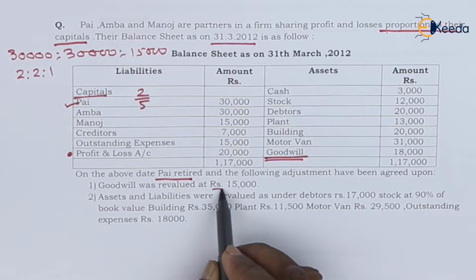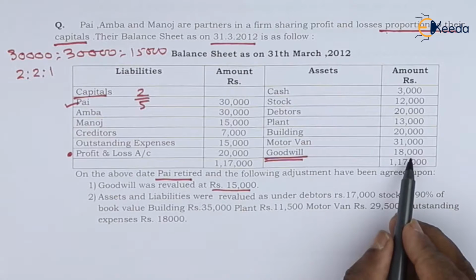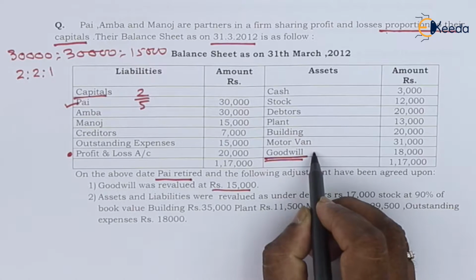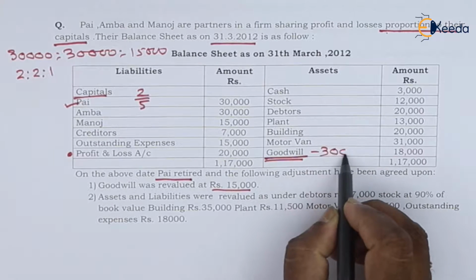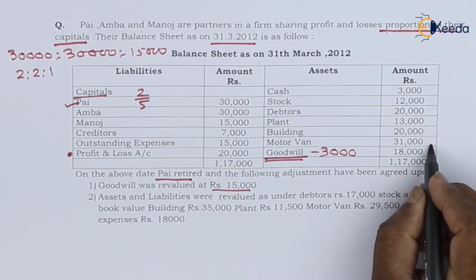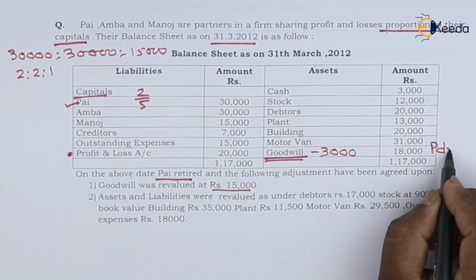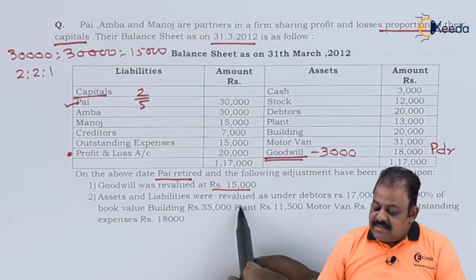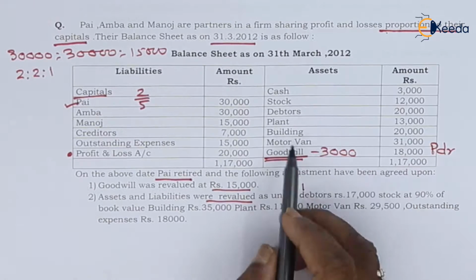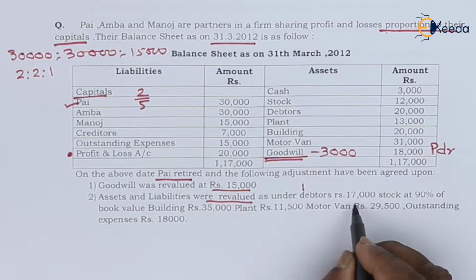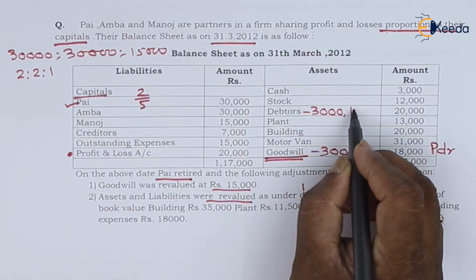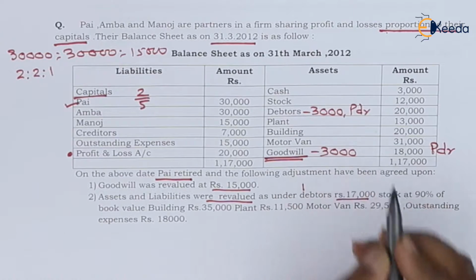Goodwill revalued at 15,000. Here it is 18,000, revalued at 15,000. So one effect is to reduce goodwill in the balance sheet by rupees 3,000. Second effect will be in the profit and loss adjustment account, debit side. Assets and liabilities were revalued as under. Debtors 17,000. Debtors are 20,000 over here. New value is 17,000. So we have to reduce it by 3,000. Second effect, profit and loss adjustment account debit.